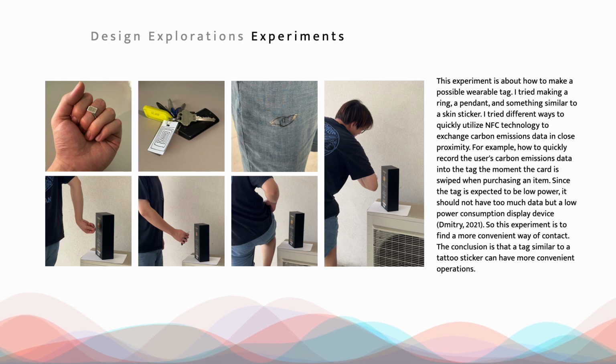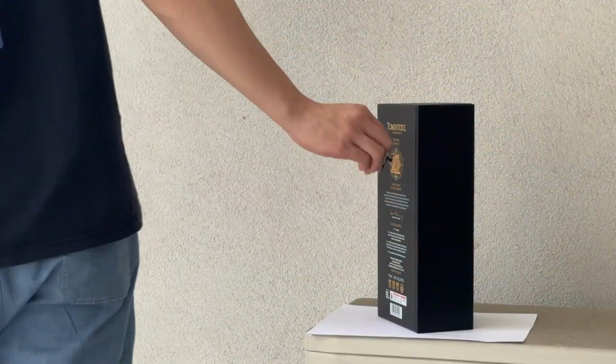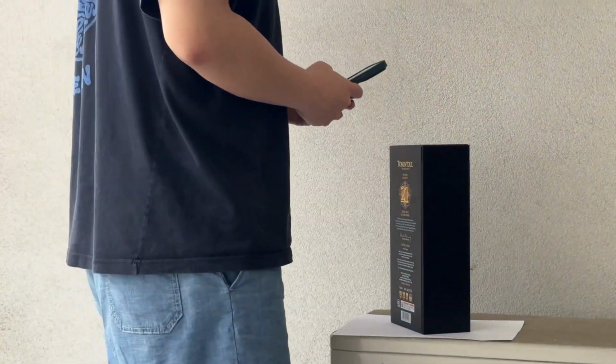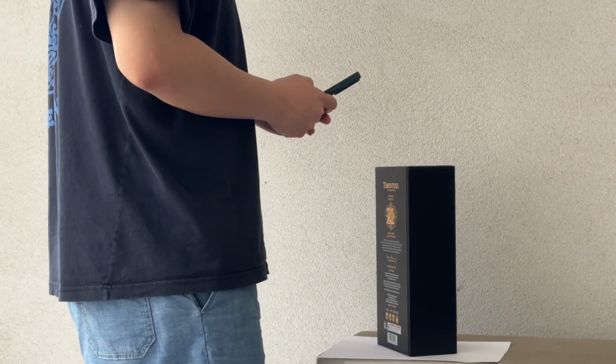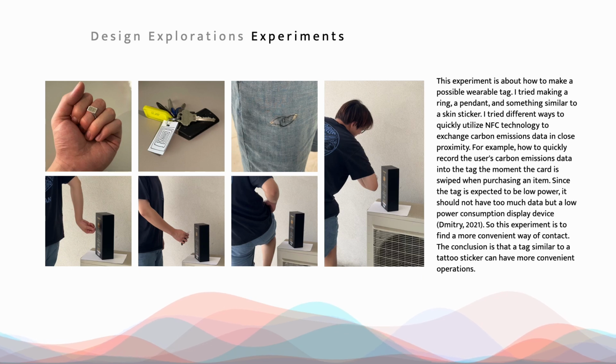For example, when purchasing products, how to quickly record the user's carbon emission data into a tag at the moment of swiping the card. Since the label is expected to be low power, it should not hold too much data but be a low power display device.